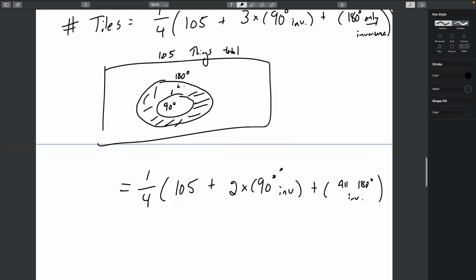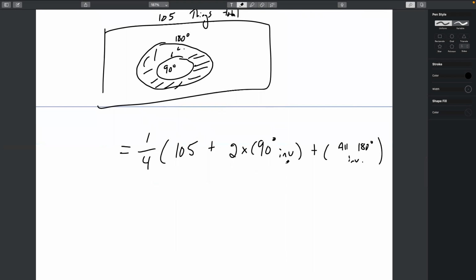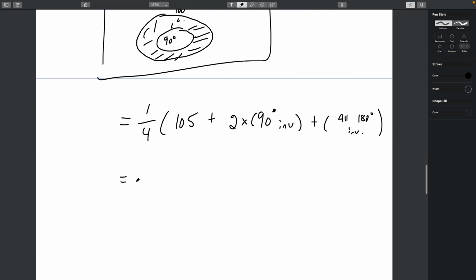Okay, cool. I'm going to do one more thing. So this is already great. If we can count how many 90 degree invariant ones there are, and if we can count how many 180 degree invariant ones there are, then we'll be done with the problem. But I want to do one more rewrite of this just because it's cool, okay?